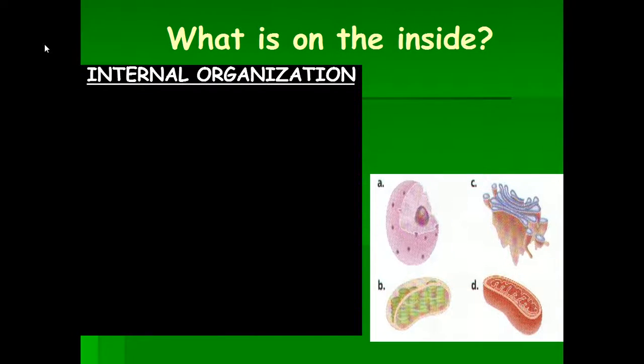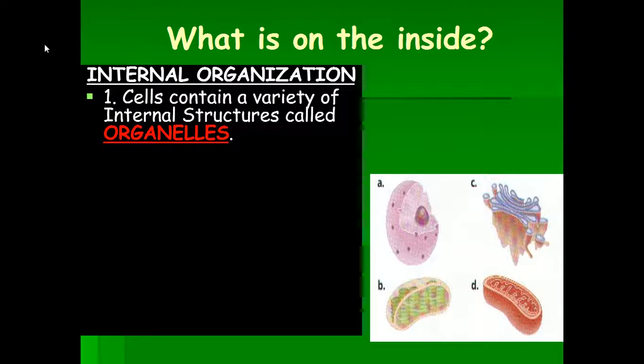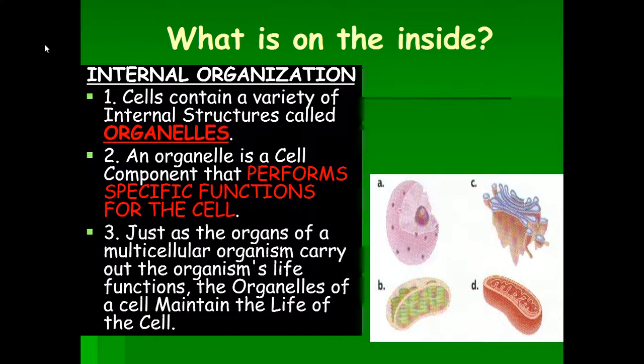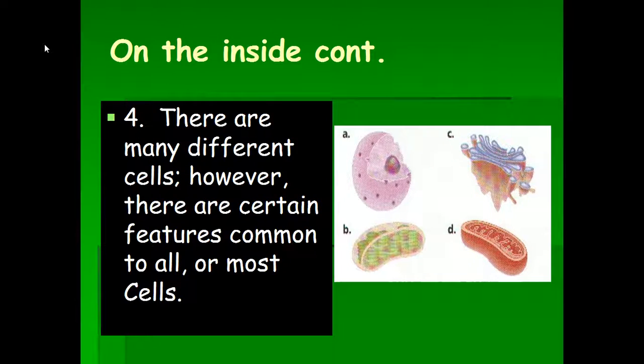What's on the inside? Internal organization. You have these tiny organs called organelles. An organelle is a cell component that performs specific functions for a cell. Just as organs of a multicellular organism carry on the organism's life functions, organelles maintain the functions of that cell's life. There are many different cells. However, there are certain features that are common among all different cells. Let's look at them.